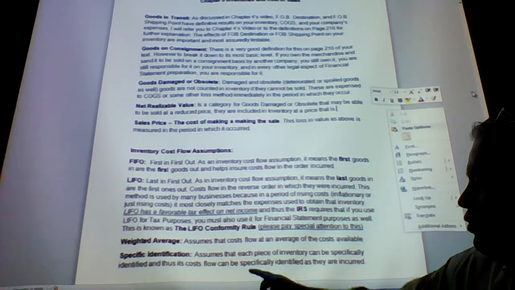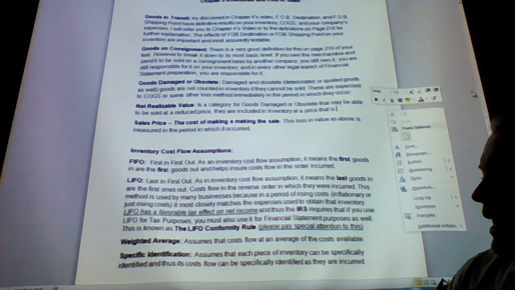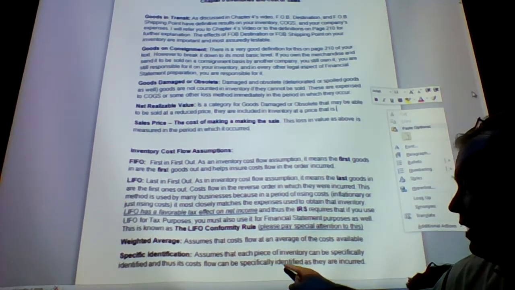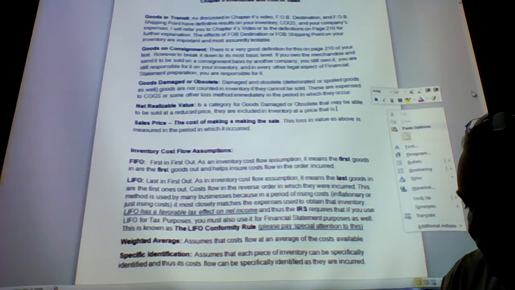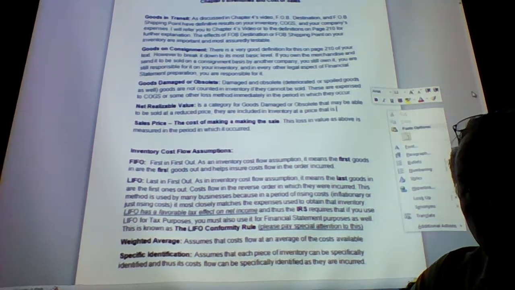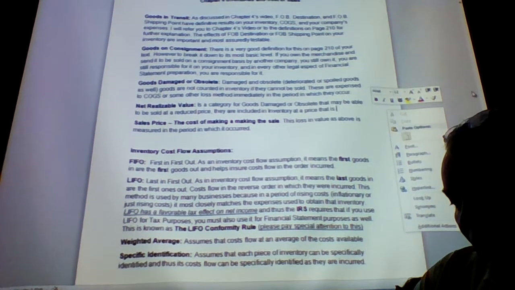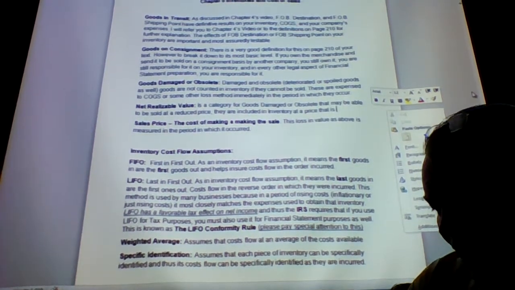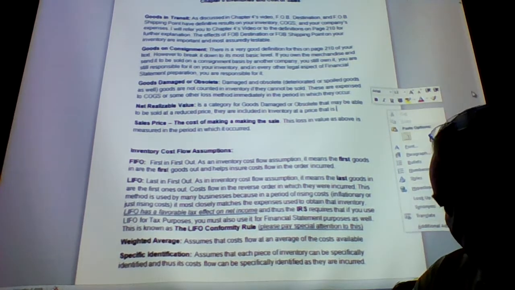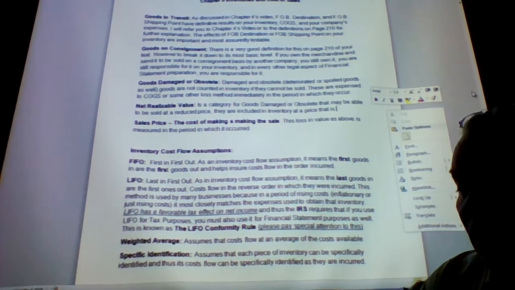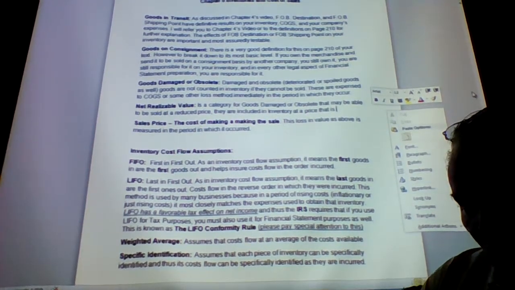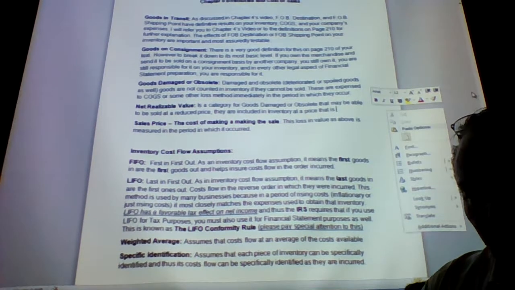Specific identification assumes that each piece of inventory can be specifically identified, and thus its cost flows can be specifically identified as they are incurred. This is typically used on items with a high dollar value because it's not really cost beneficial to say it cost me a penny to make every one of these nails. I'm going to identify each nail with a number and then what it cost me. Nails, not so much. Cars, yes. Cars have a specific identification through their VIN number, so you can make a matching inventory system that matches the inventory to the cost you incurred when you bought it. Again, I go over this in greater detail on the Excel spreadsheet.